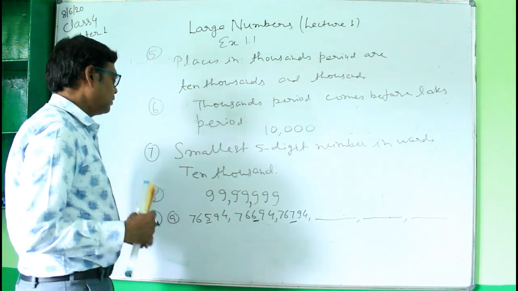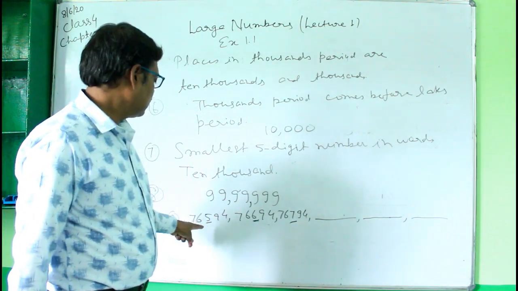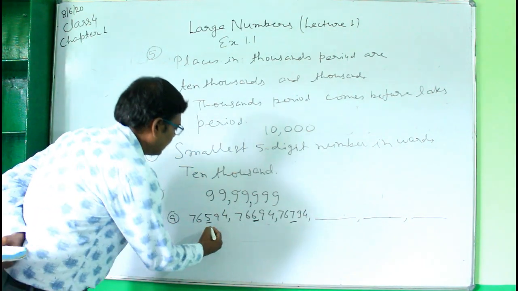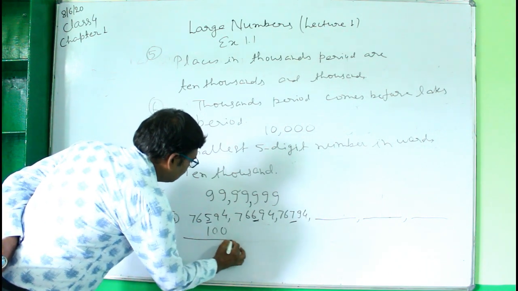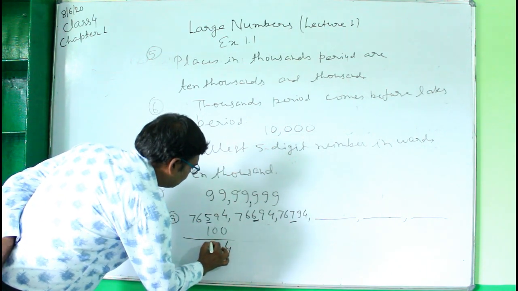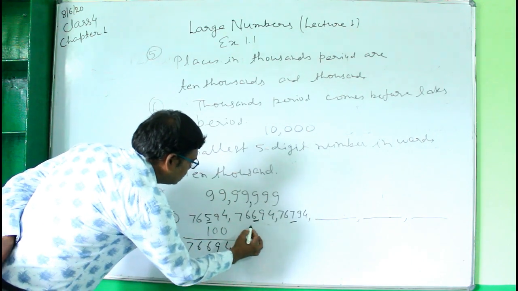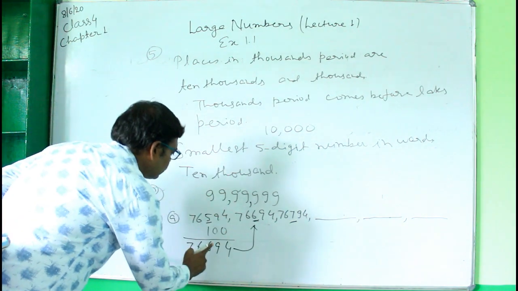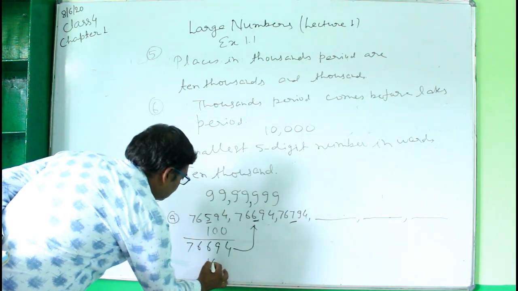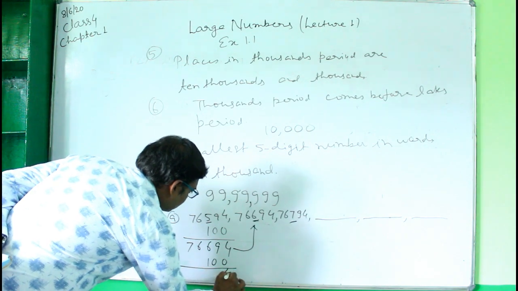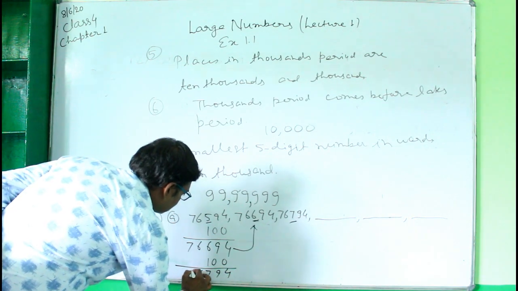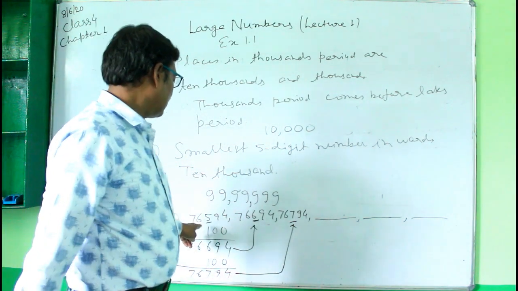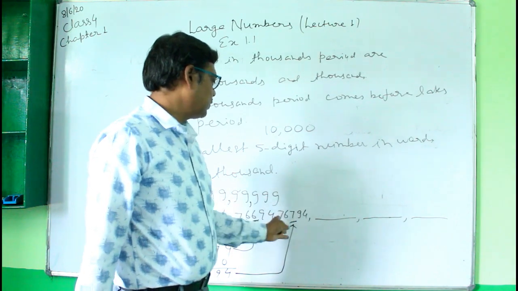So it means that we are adding 100 to this number. If you add 100 to this number, you will get 4, 9, 6, 6, 7. Now you got this number here. If you add 100 again to this number, you will get 4, 9, 7, 6, 7. Now you got this number here. So it means that when you add 100 to this number, you get the next number.